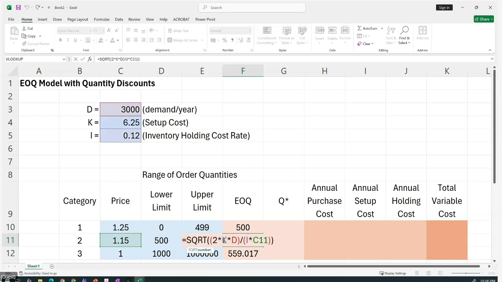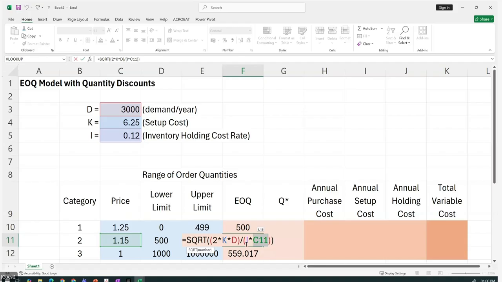Okay, so what has happened? D, K, and I, what are they? The range names that I have already given. They will be absolute reference. What do I mean by absolute reference? Even when I click and drag, it will refer to the same cell. Whereas, what is this C11? Earlier it was C10, right?